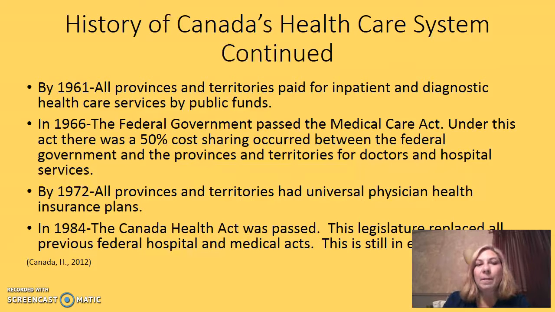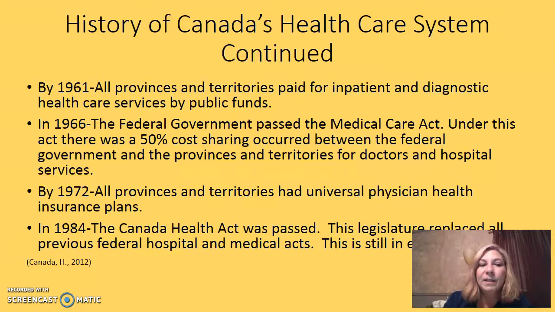To continue to talk about the history of Canada's healthcare system, by 1961, all provinces and territories paid for inpatient and diagnostic healthcare services by public funds. In 1966, the federal government passed the Medical Care Act. Under this act, there was a 50% cost sharing between the federal government and the provinces and territories for doctors and hospital services.